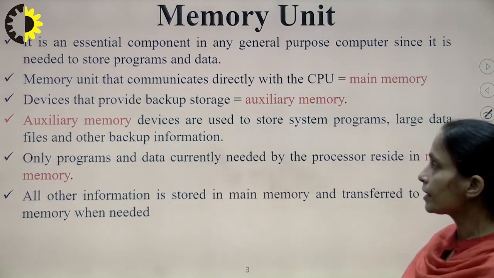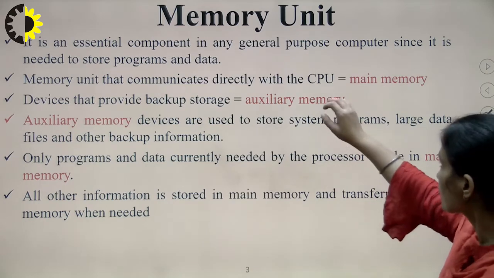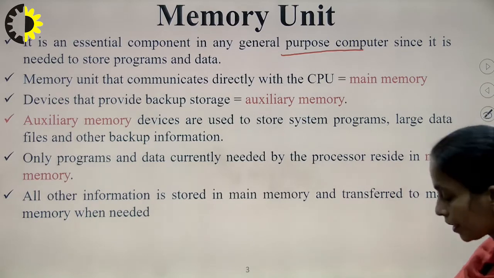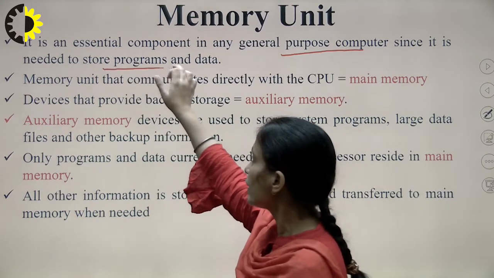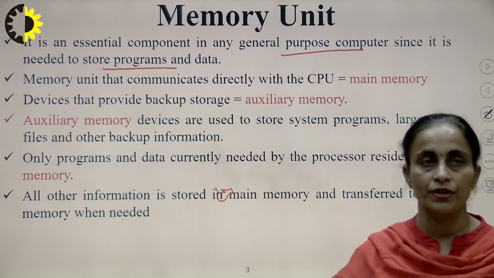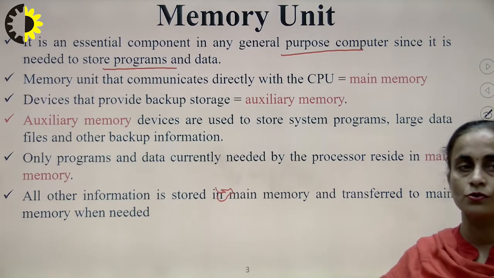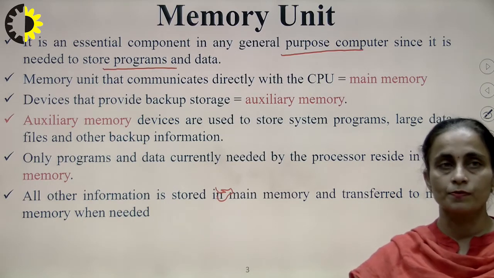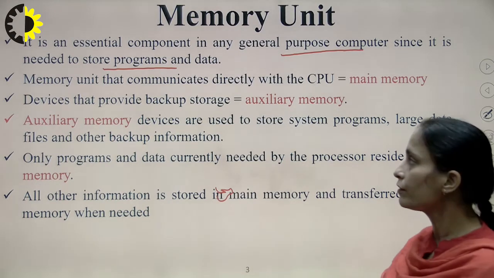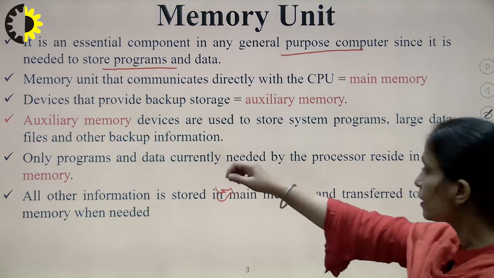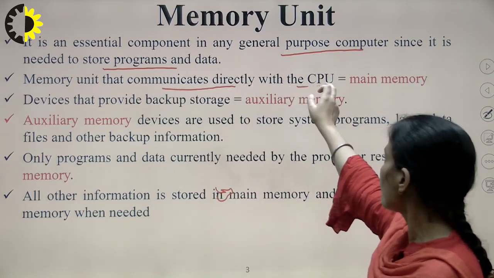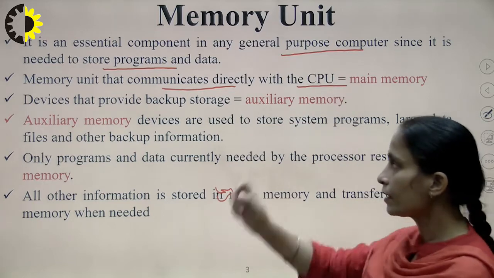So, we can say that the memory unit is an essential component in any general purpose computer, since it is required to store the programs and data. All the programs and data are stored into our main memory. If there is space, the contents will be stored into the main memory. If there is no space, then we have to store them into our secondary memory, which we will discuss later on. And the second thing, the most important thing, this memory unit communicates directly with our CPU. It is directly connected with it.